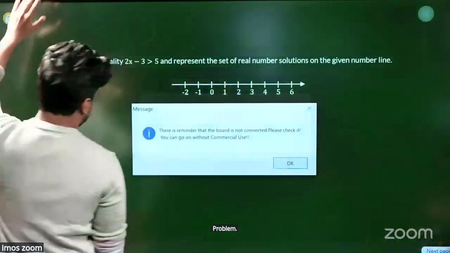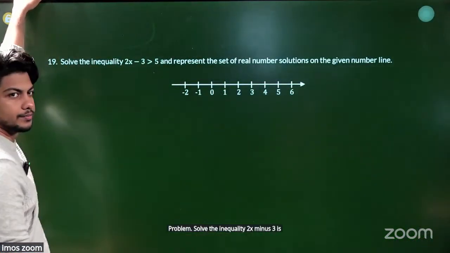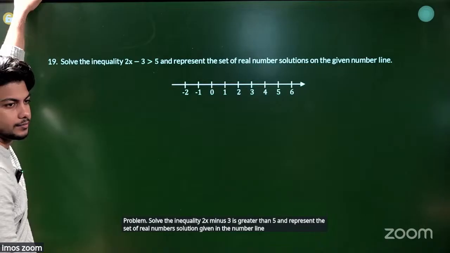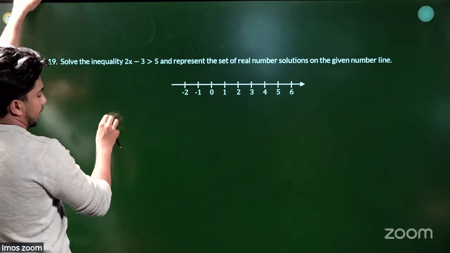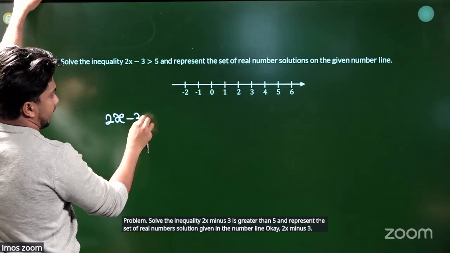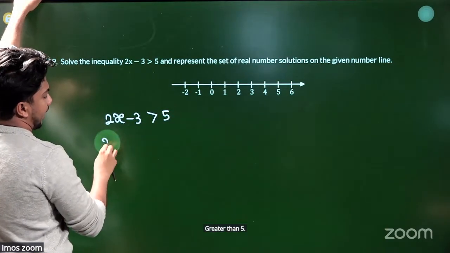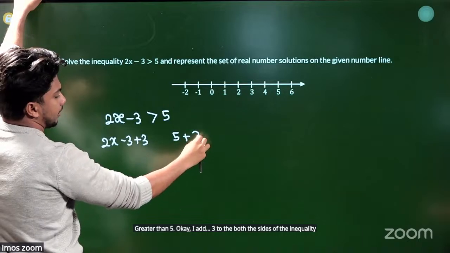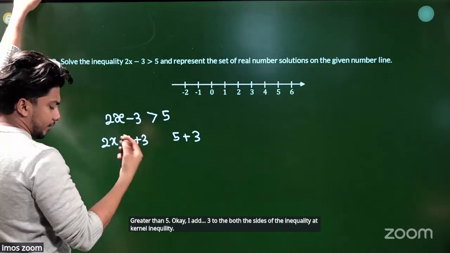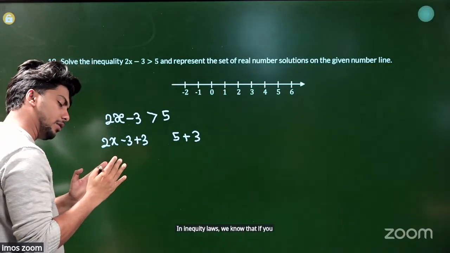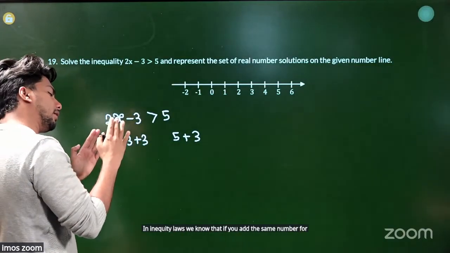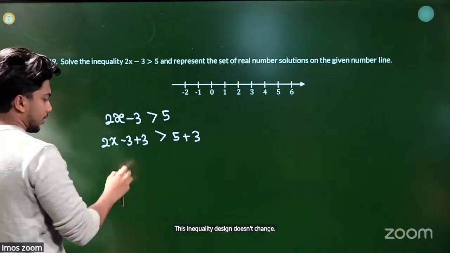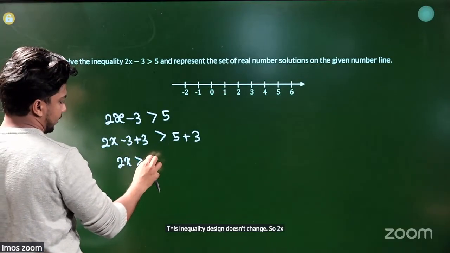Solve the inequality 2x minus 3 is greater than 5 and represent the set of real number solutions on the number line. Okay, 2x minus 3 greater than 5. I add 3 to both sides of the inequality. In inequality laws, we know that if you add the same number to both sides of an inequality, the inequality sign doesn't change. So 2x is greater than 8.